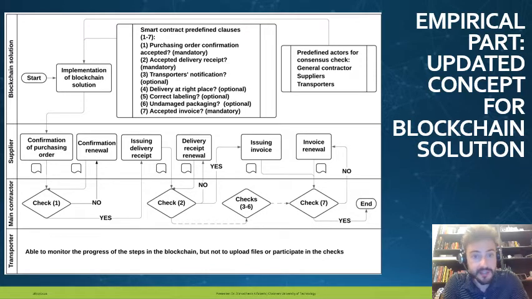Now we had some mandatory smart contract clauses like the purchasing order confirmation and its acceptance, the acceptance of the delivery receipt, and the acceptance of the invoice, but also some optional smart contract clauses that would not actually stop the flow of the blocks in the blockchain, but would mostly serve as checkpoints within it. These optional clauses would be the transporter's notification, whether the goods were delivered in the right place, whether the goods labeling was correct, and finally, whether the goods packaging was undamaged.